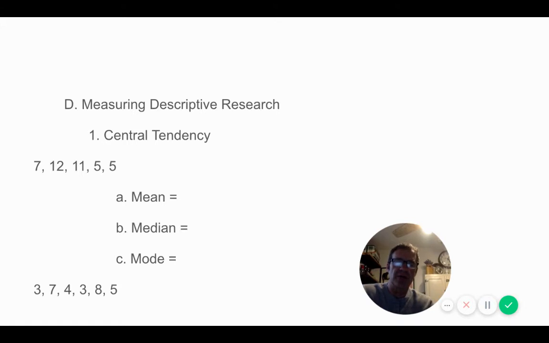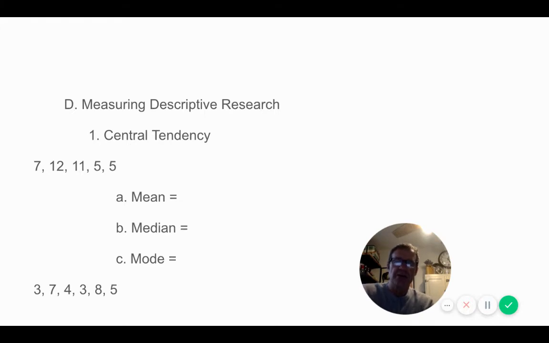MO mode, MO most. So if we look at these, that first set of numbers, we have 7, 12, 11, 5, and 5, right? So if we add those up, that's going to be 40, and there are 5 numbers there. So the mean will be 8. All right, the median or the middle score, if I lay these out, I'll lay it out 5, 5, 7, 11, 12, and the median, the one in the middle, will be 7. And the mode, the most often occurring, is 5 because we see that twice.